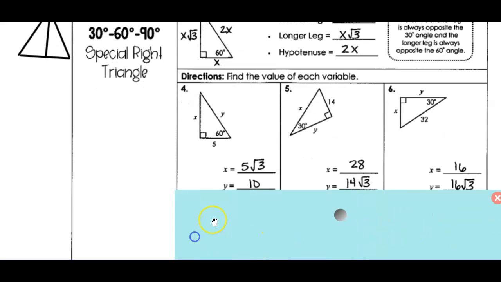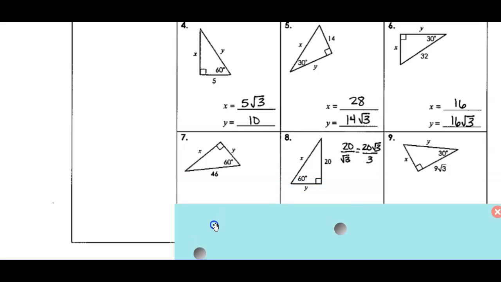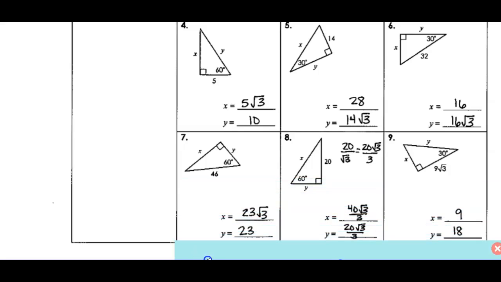All right, let's look at these other 2, this last row of 3 as well. I'm going to take this one at a time even though I'm showing you all 3 at once. So in number 7, I've got my 60-degree angle, which means my 30 would be over here. I want to go to the short side first, which is y. So look at the 46, it's in the hypotenuse position. And so dividing by 2 gives me 23 for y. Once I've got 23 there, I can simply move around the triangle and attach a root 3 to it. So the x is 23 root 3.